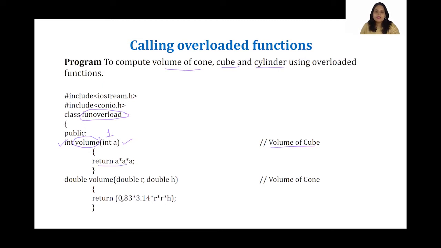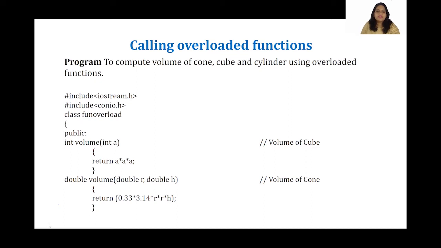The second function which we have overloaded also has the name volume. As we all know, we are going to give the same name. Here, the return type is double, and we have two parameters. If you see carefully, both of them are of type double. And this is the calculation which we are performing. So this particular function is to calculate the volume of a cone.